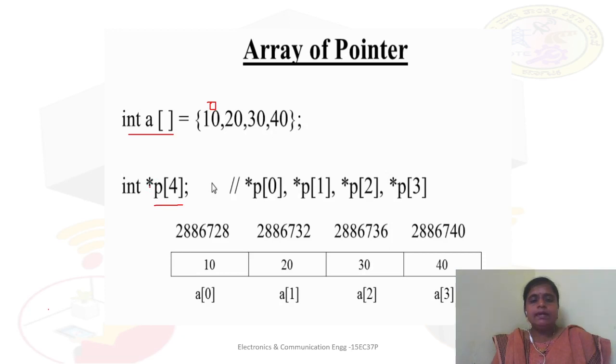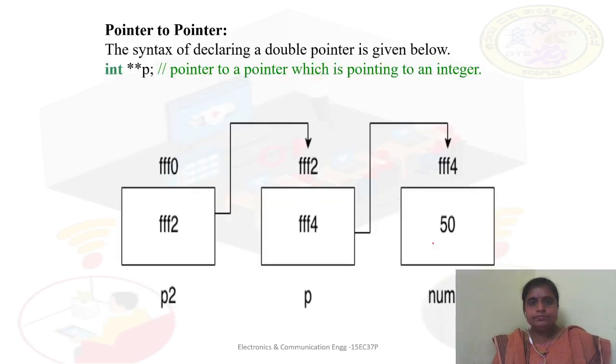As we have taken the star, each pointer is going to hold an address location. So a of 0 is 10 and it has its own address location. In the same way, a of 1 is 20 at another address location. Now p of 0 is pointing to the first location, p of 1 to the second, p of 2 to the third, and p of 3 to the last location. This way we are going to use the array of pointers for the arrays.